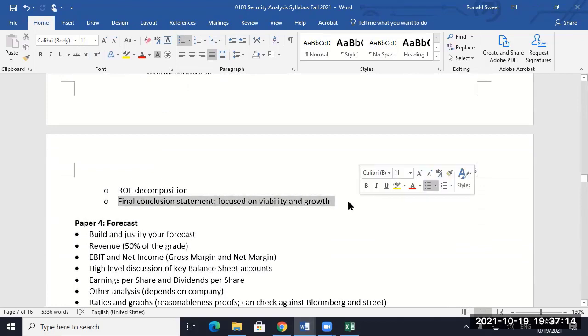I say final conclusion statement, but what I have in Walmart is sufficient. So there's nothing that you need to do in paper 3 that's not in the Walmart example. So if you edit the Walmart all the way through, then you have everything you need for paper 3. All right.